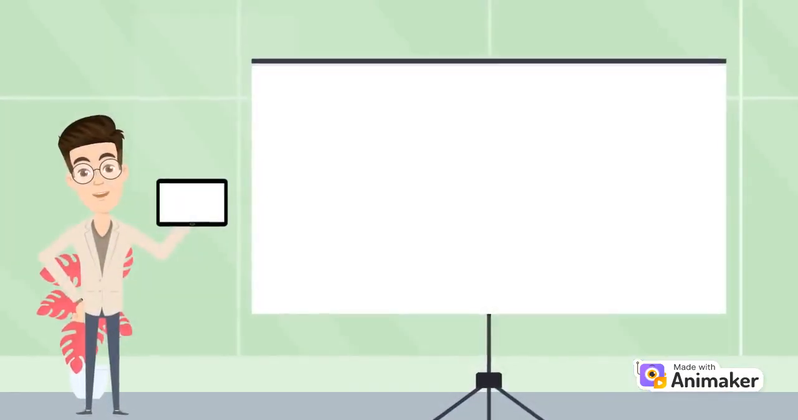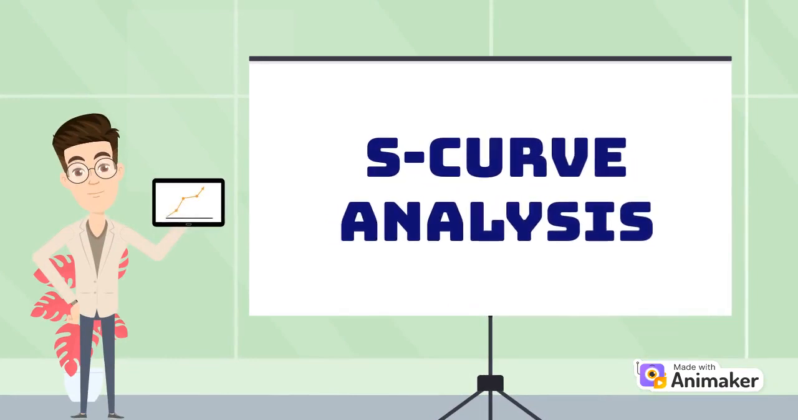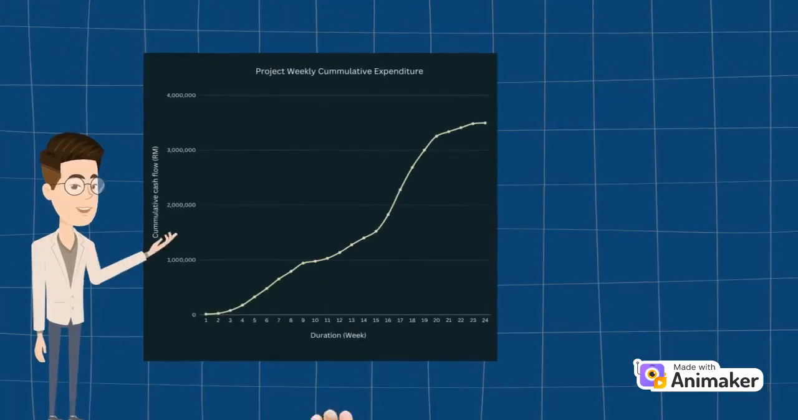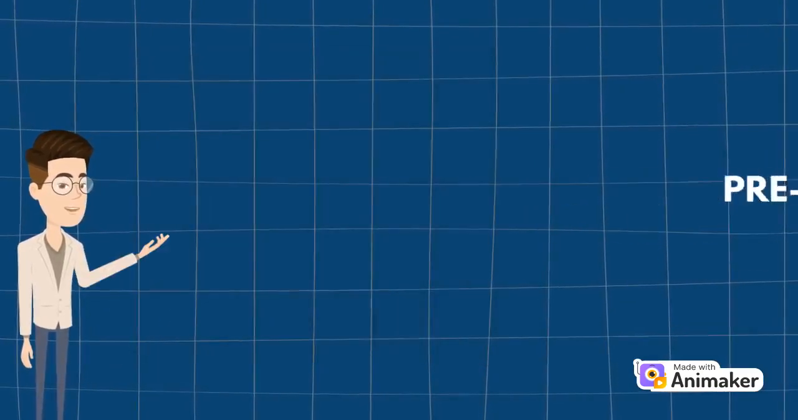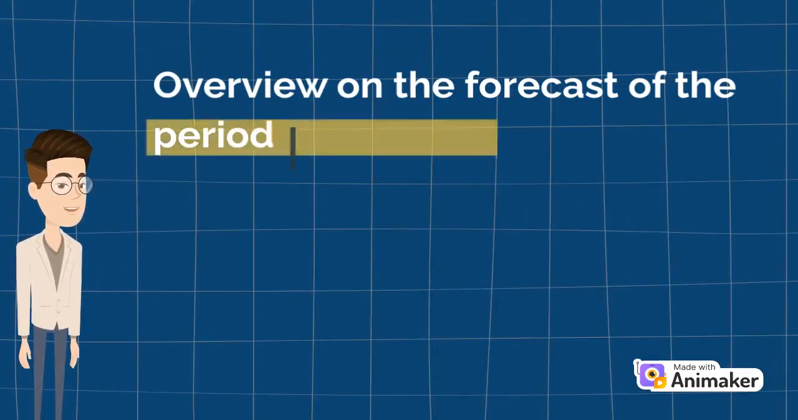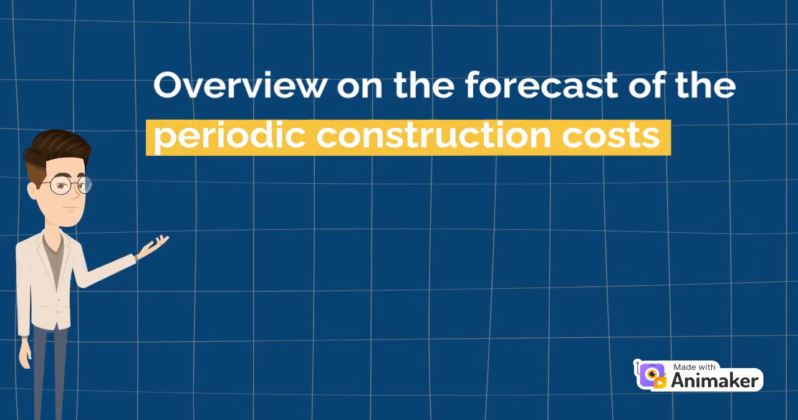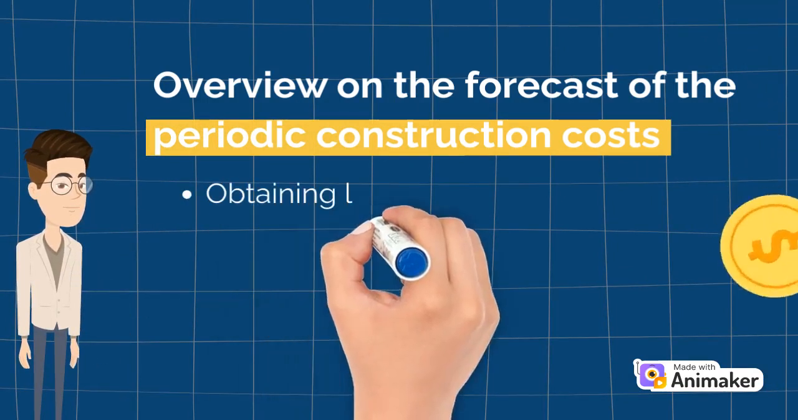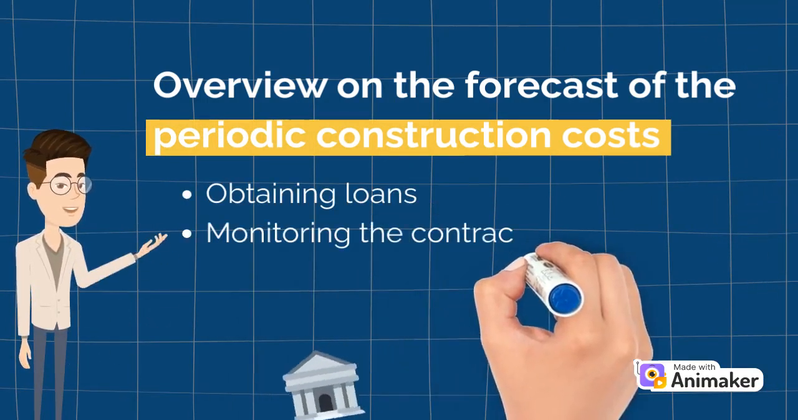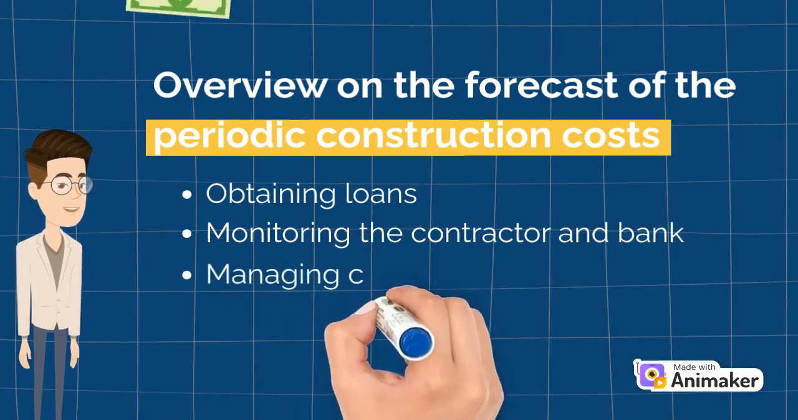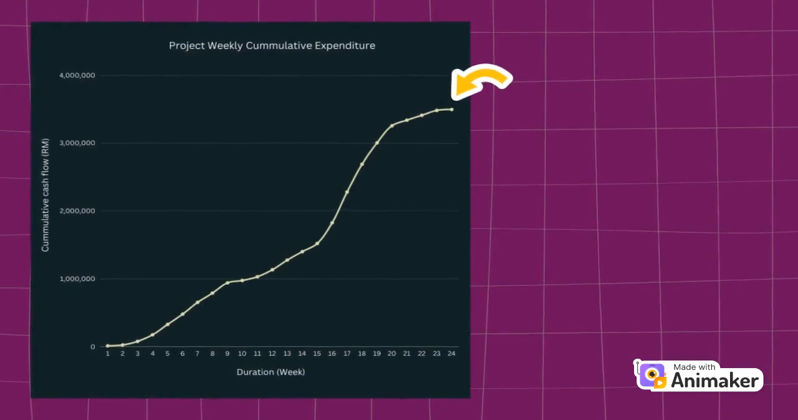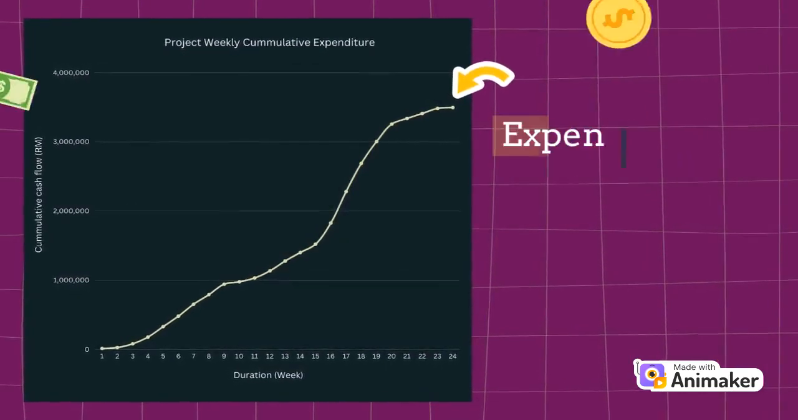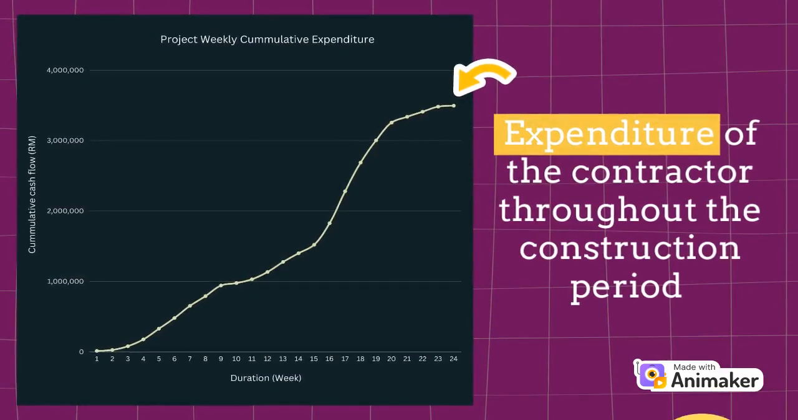Next, we will be looking into the S-curve analysis. The S-curve for cash flow is often created during the pre-contract stage, to give the client an overview of the forecast of the periodic construction costs, for purposes such as obtaining loans, monitoring the contractor and bank, managing cash and resources, and more. The line in the graph forms an S-curve, which summarizes the expenditure of the contractor throughout the duration of the construction project.